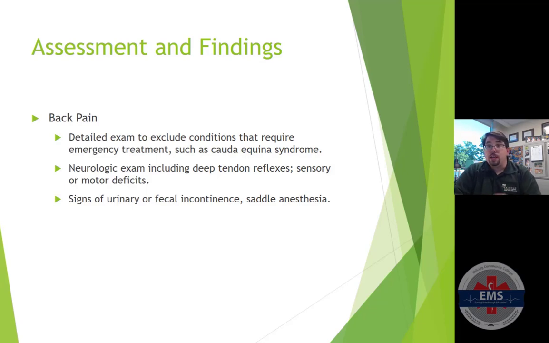We also know that with back pain, neurological exams, including things like deep tendon reflexes or sensory or motor deficits, may also be helpful for us gathering a full picture of our patient. Last but not least, paying close attention to signs of urinary or fecal incontinence, as that can also at times be associated with loss of muscle tone.